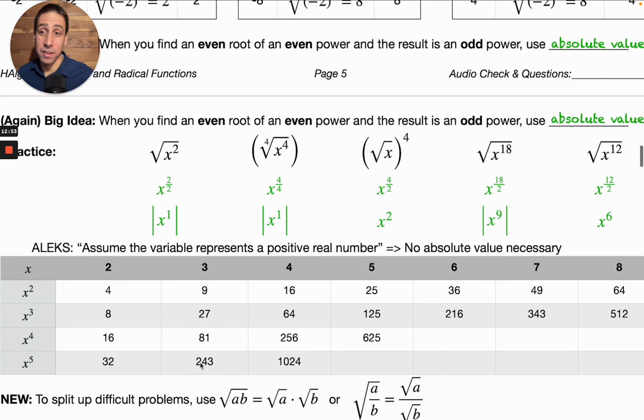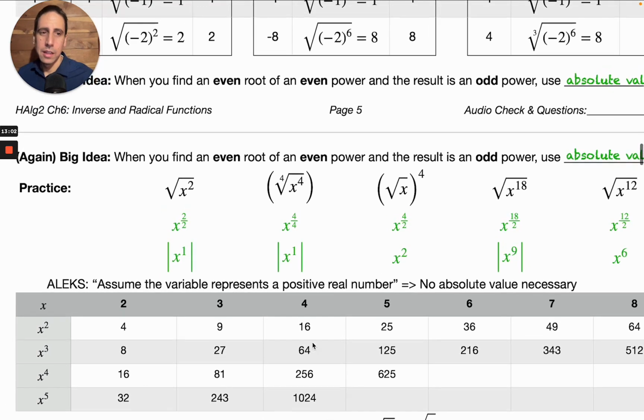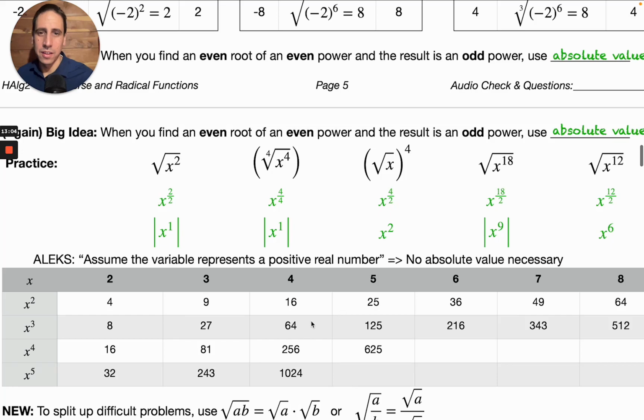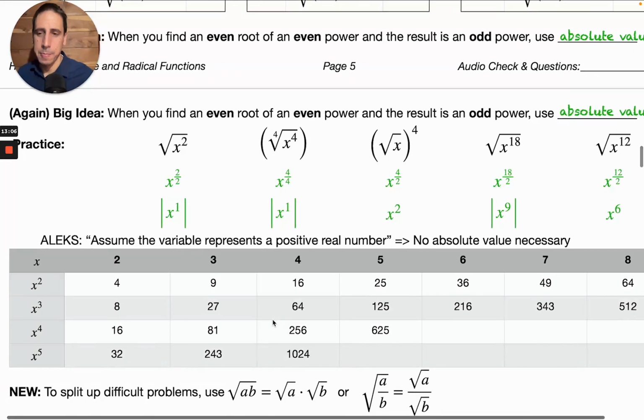Like, what number times itself 5 times is 243? It's 3. What number times itself 5 times is 1024? It's 4. So this is mostly just an easy, handy reference right there.